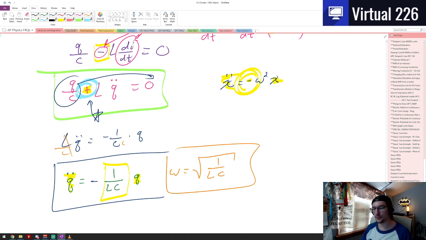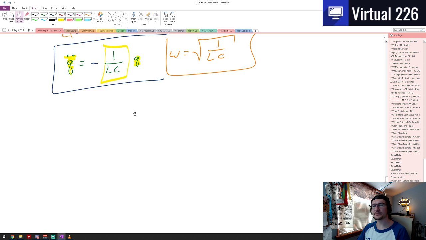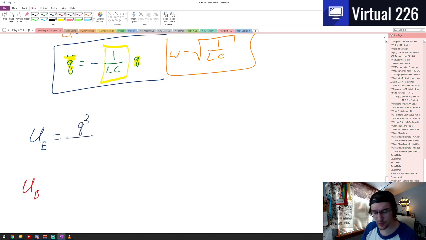Now, why is this also so important? Well, it's because as this is going back and forth and oscillating, we can actually find the stored energy as a function of time. If you recall, we talked about the stored energy in an electric field and the stored energy in the magnetic field for an inductor. In this case, this was Q squared over 2C for an E field, and for the B field, it was L i squared over 2.